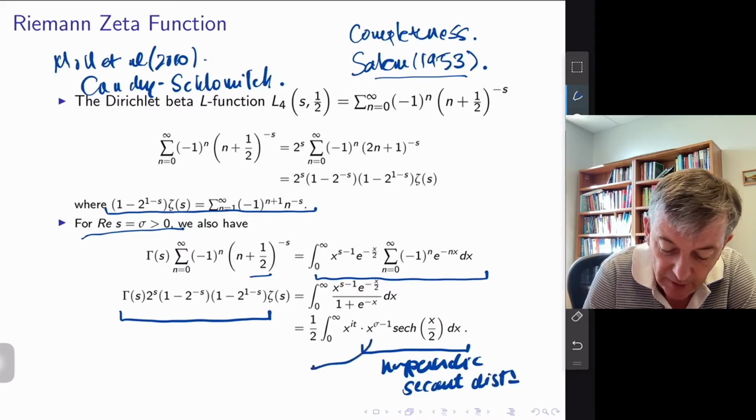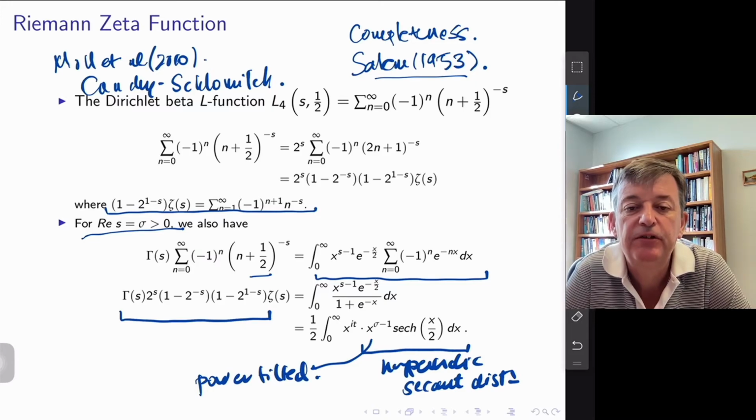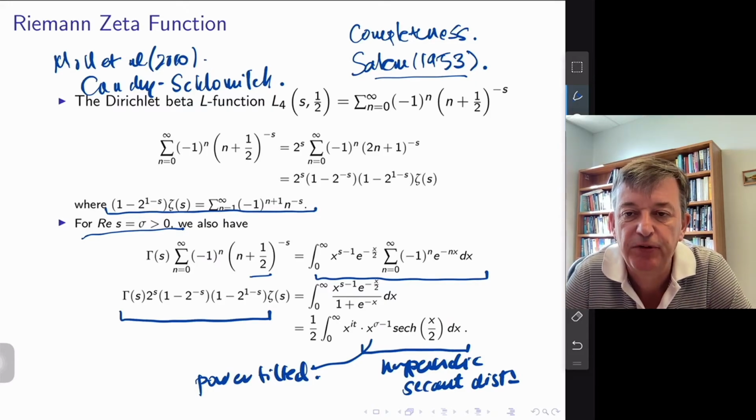I will call this the power tilted hyperbolic secant distribution. And of course I can take this Mellin transform and make it into a Fourier transform by exponentiating, x equals e to the minus y, for example.